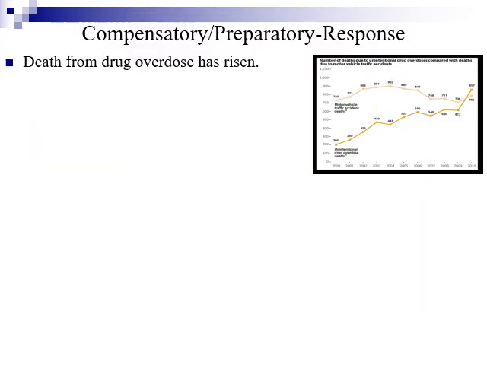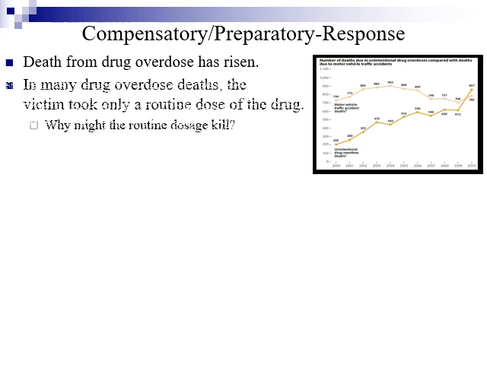Something else that Pavlovian conditioning can help us understand is drug overdose deaths. As you can see in the graphic, the number of drug overdose deaths has increased dramatically over the last decade. This, of course, is an important issue and one that needs to be looked at. In many of these cases, though, the victim only took a routine dosage of the drug. In other words, they took the same amount that they've been taking. It shouldn't have been a lethal dose, and yet they died. Why might this routine dosage kill them?